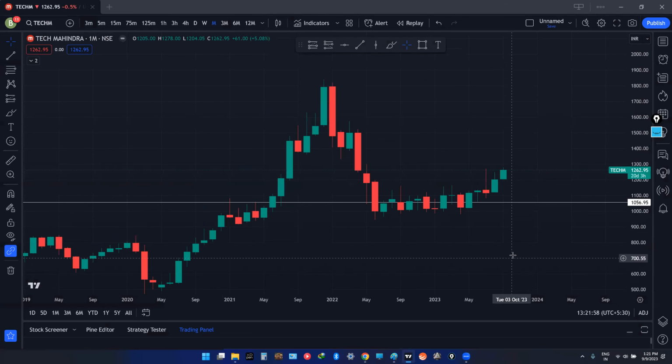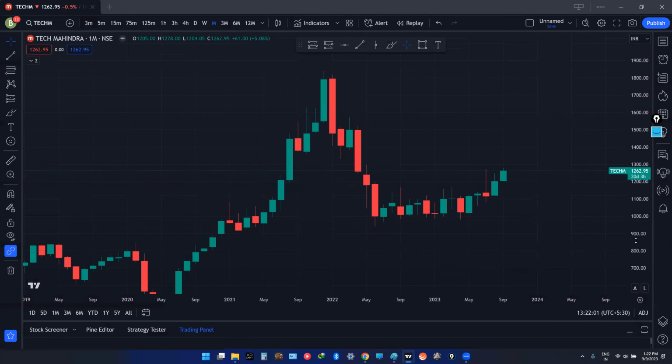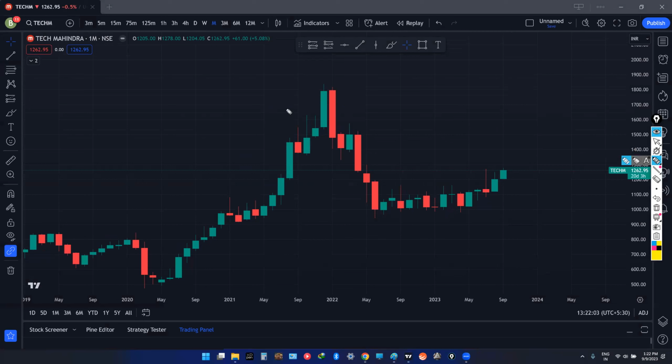For now, you see, I have my levels also marked here, Tech Mahindra. If you see the downtrend duration, this was the downtrend duration, this much. And almost equivalent sideways momentum also. Now Tech Mahindra is looking good for an investment purpose for an upside.